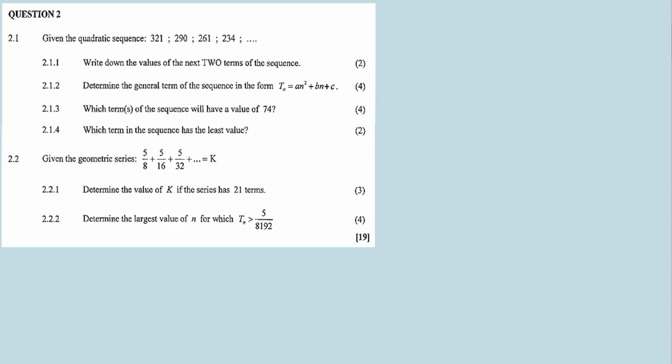So la ku 2.1 basiphathele i-quadratic sequence 321, 290, 261 and 234. Quadratic sequence kahle kahle umsebenzi ka grade 11 man. Anyway, 2.1.1: write down the values of the next two terms of the sequence. Nice sequence yethu lana. And this is a quadratic sequence, meaning that we have a second common difference.